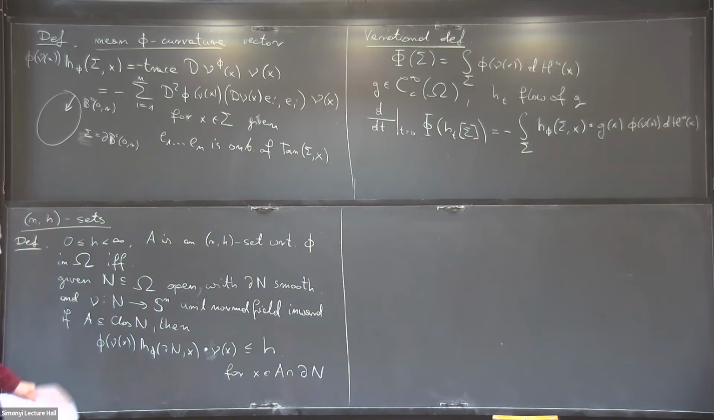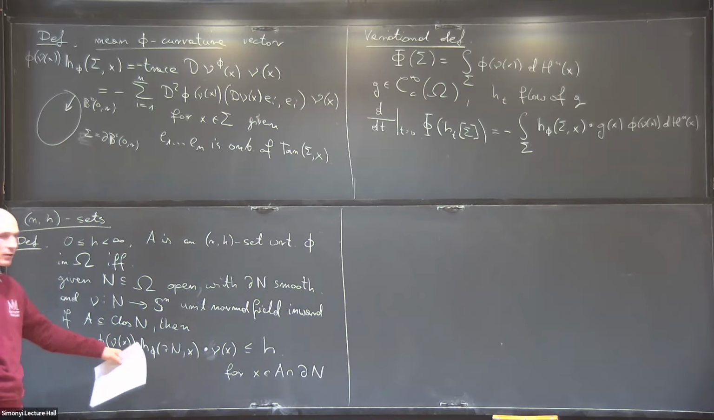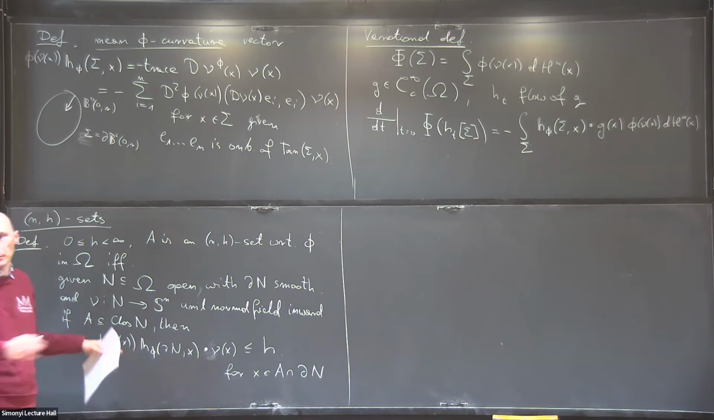But for arbitrary closed sets, of course, they don't have any structure. So we define this comparison principle. Whenever you can touch with a smooth surface, then you have this estimate on the mean curvature of the smooth guy, not on the set, but on the smooth guy.